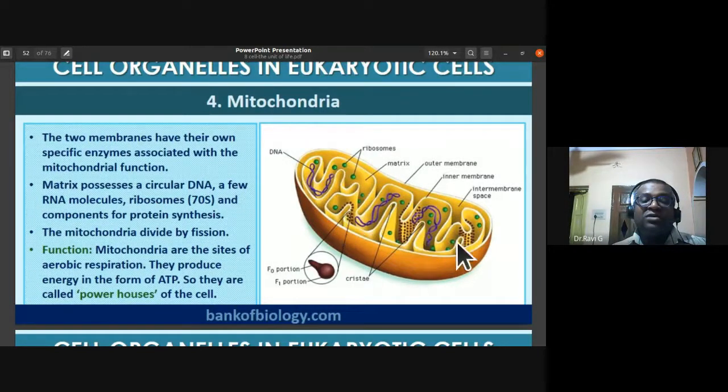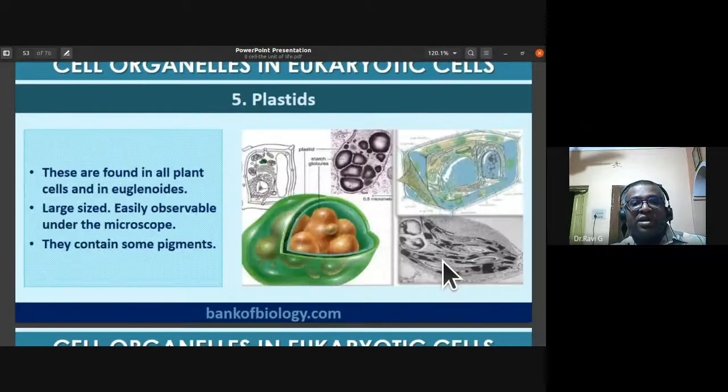So overall, the mitochondria is involved in aerobic respiration. They produce energy in the form of ATP, and that is the reason mitochondria is also called the powerhouse of the cell. Very important from the exam point of view, and for your understanding of the respiration topic, you should be aware of the structure of mitochondria.